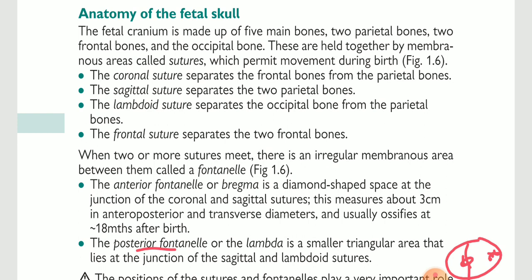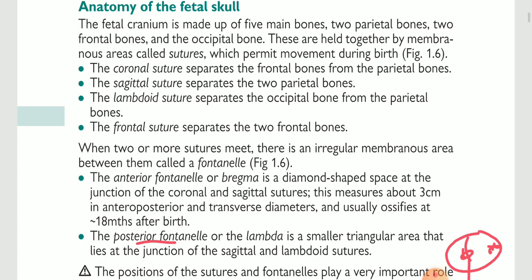The first one is the coronal suture, which is present between the frontal bone and the parietal bone, dividing the frontal bone from the parietal bone. Another is the sagittal suture, which goes from the frontal bone to the border of the occipital bone, and it divides the 2 parietal bones. The third is the lambdoid suture, which separates the occipital bone from the parietal bone. The frontal suture separates the 2 frontal bones.